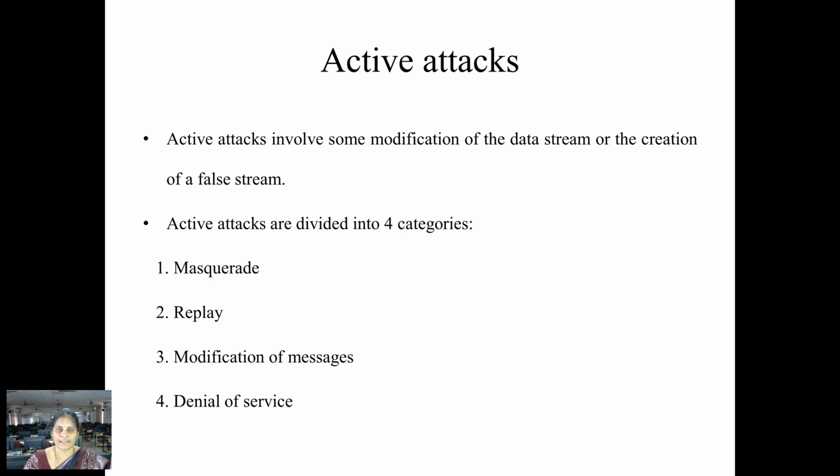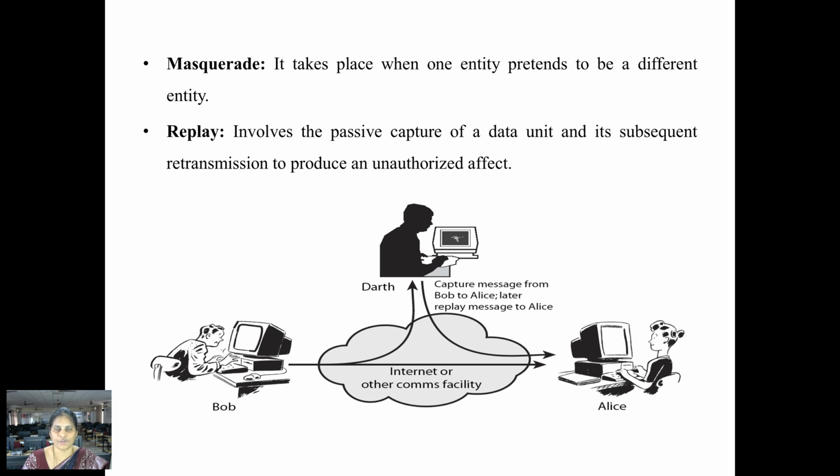Second category, active attacks. As I have already mentioned, the active attack is a type of attack where modification of the data is performed between the sender and the receiver, and this modification is done by some third party. In this active attack, there are four categories: masquerade, replay, modification of messages, and denial of service. First, considering the masquerade attack. Masquerade is nothing but a third party pretending to be the actual user and forwarding the data to the receiver side.